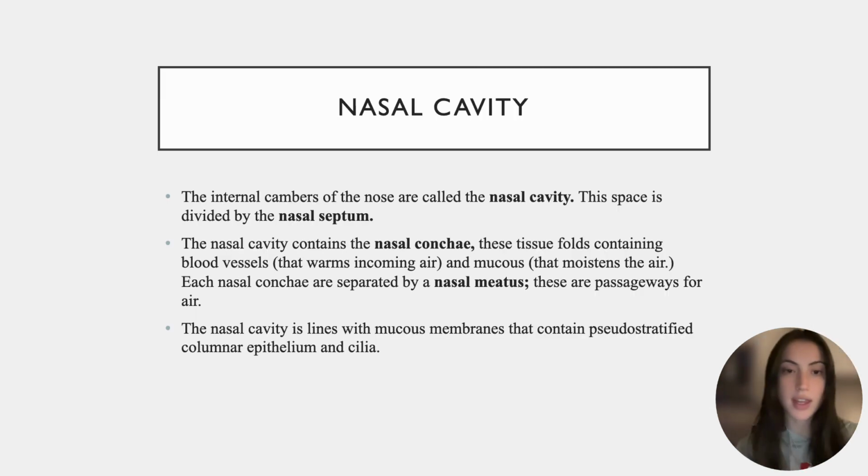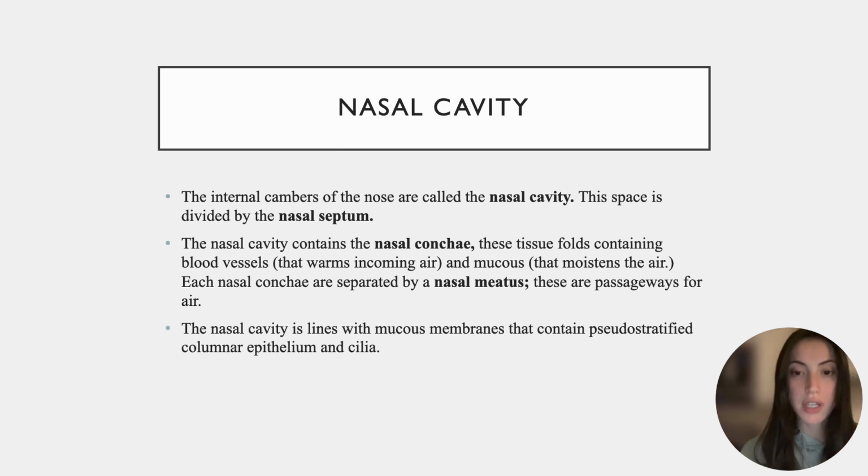The nasal cavity is the internal chambers of the nose, and the space is divided by the nasal septum. The nasal cavity contains nasal conchae, which are folded tissues containing blood vessels that warm incoming air, and mucus that moistens the air. Each nasal concha is separated by a nasal meatus, which are passageways for air. The nasal cavity is lined with mucous membrane that contains pseudostratified columnar epithelium with cilia.